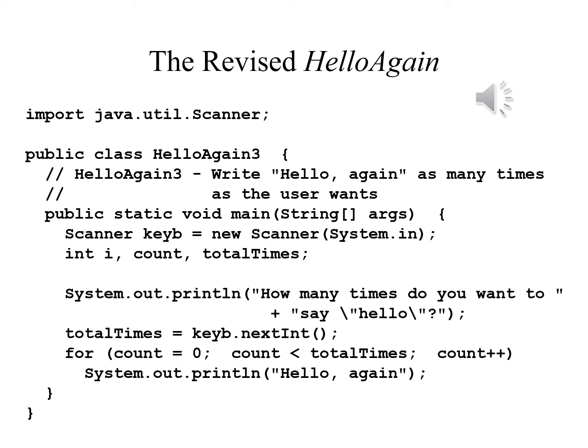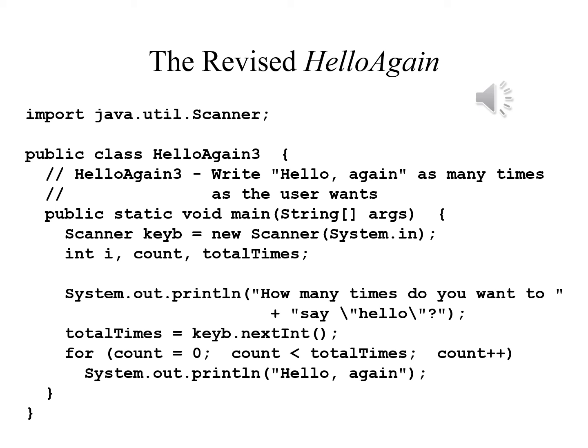The program, again, will begin with import java.util.Scanner. The earlier versions did not have this because they did not use input. Public class HelloAgain3, open brace, and a comment here: HelloAgain3, write hello again as many times as the user wants. Now the header for the main method: public static void main, String open close brackets args, close parenthesis, open brace.